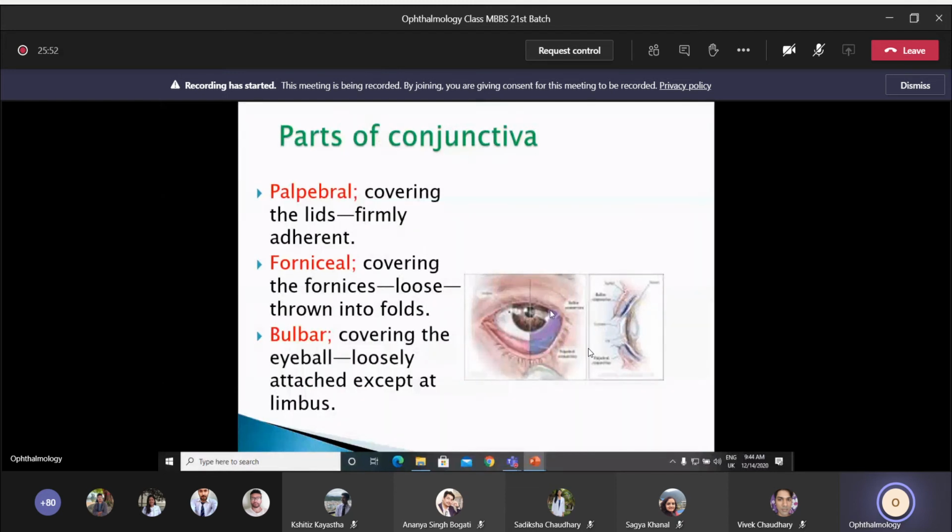So these are the three parts of the conjunctiva: the palpebral part, the bulbar part, and the fornix. All three are important because there are certain things which you see in the bulbar conjunctiva which you cannot see in the palpebral and vice versa. So these are the three different parts: the palpebral part, the fornicial part, and then the bulbar conjunctiva.